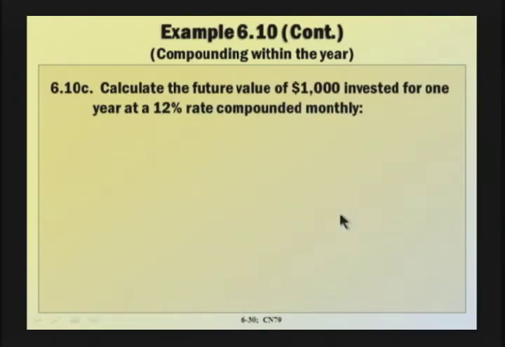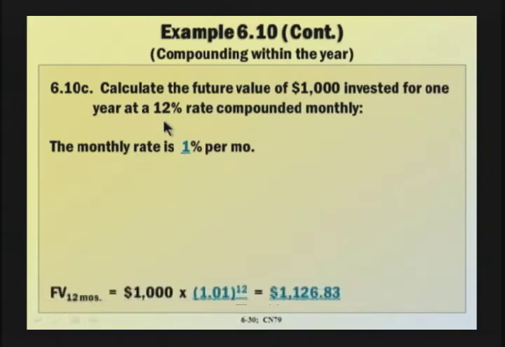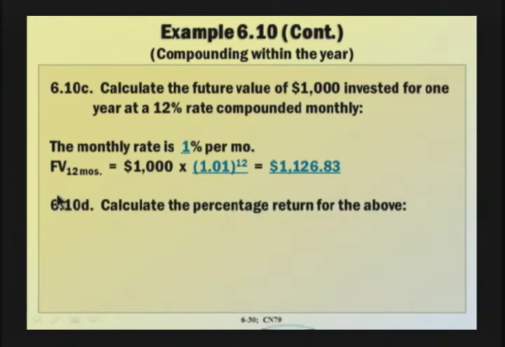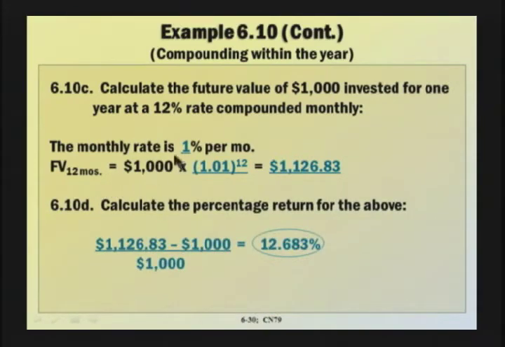In Part C, we have monthly compounding of our 12% APR. So that means 1% per month. Earning 1% per month 12 times during the year would turn a $1,000 investment into $1126.83. That's earning 1% per month at the end of each month for 12 months. Percentage-wise, you take $1,000 and you grow it into $1126.83, you have gained $126.83 on a $1,000 investment. That is 12.683%.